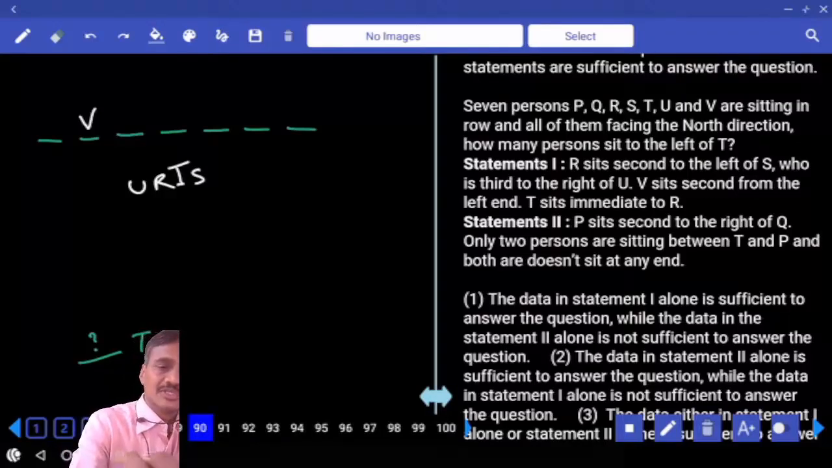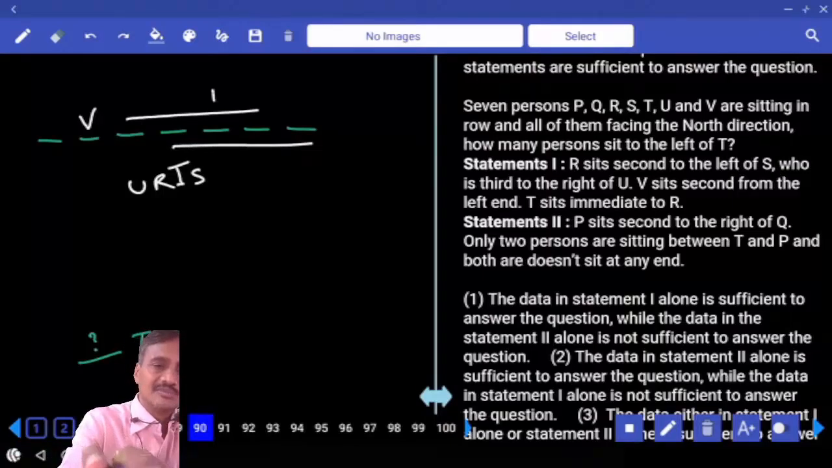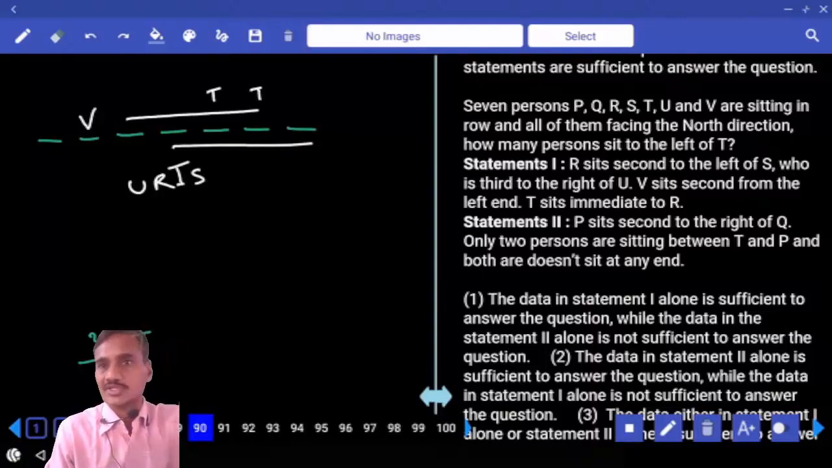What are the different possibilities? We can have U R T S like this or U R T S like this, and T can be either here or here. There could be either 4 or 5 persons to the left hand side of T. Hence 1 alone is not sufficient.